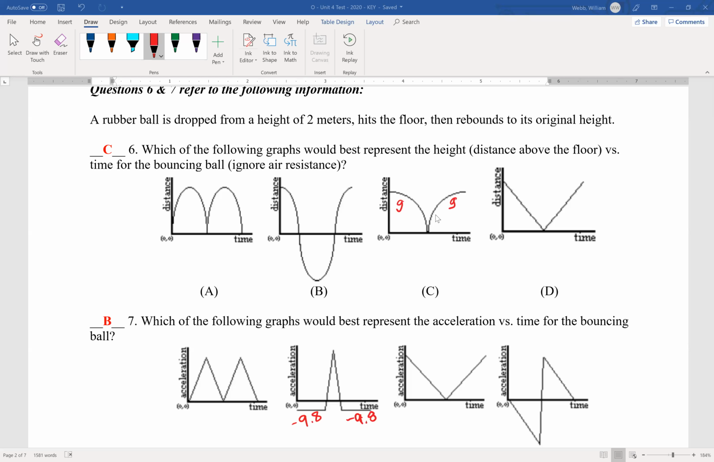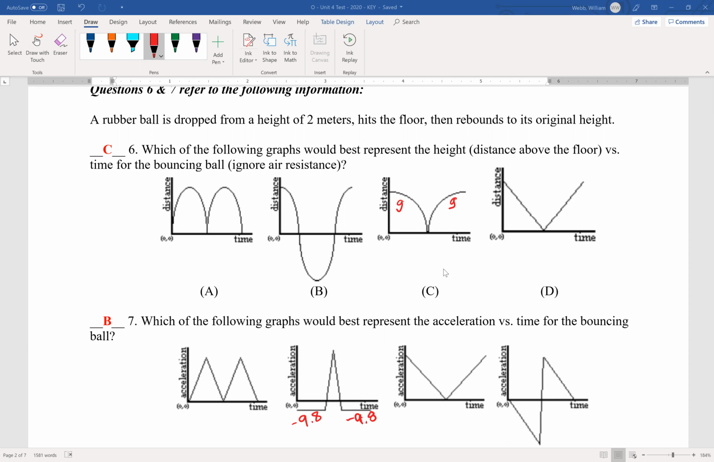And then it's going to bounce and start going back up. As it starts going back up, it's going to have a large velocity initially, but gravity is going to slow it down until it reaches its peak, and it's going to actually have that 0 velocity at the top vertically. So this is the one that fits. And the acceleration due to gravity is what's causing this curved shape in the graph. So that's why C is the answer for number 6.